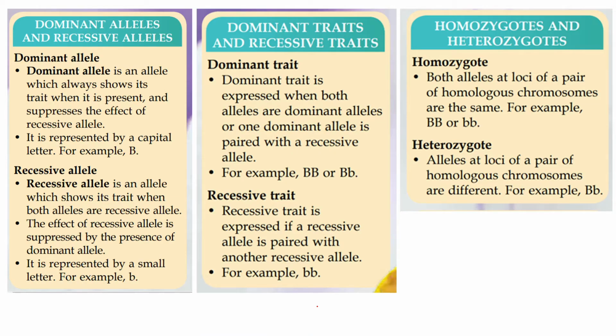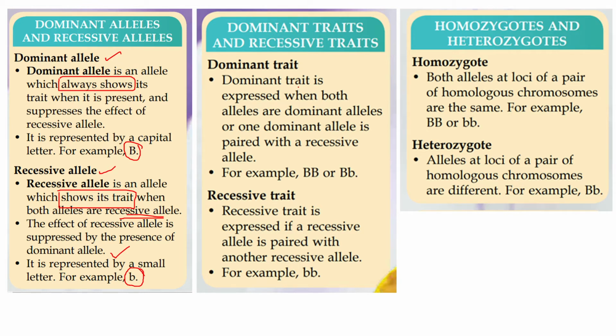Okay, just now I mentioned dominant and also recessive allele. Here is the definition. Kalau dominant allele, it is an allele which always shows its trait when it is present, and it suppresses the effect of recessive allele, and it is represented by capital letter. Tapi kalau recessive allele, it only shows its traits when both alleles are recessive. And the effects of recessive allele are suppressed by the presence of dominant allele. It is represented by a small letter.